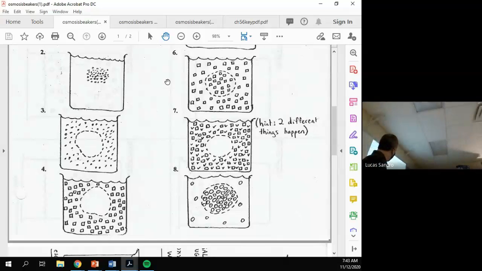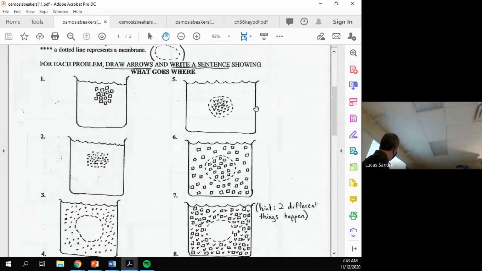Number 5, we've got carbon dioxide inside. Jane, what goes where? It's like the membrane's not even there because carbon dioxide can cross. So the carbon dioxide diffuses out of the cell, CO2 out.